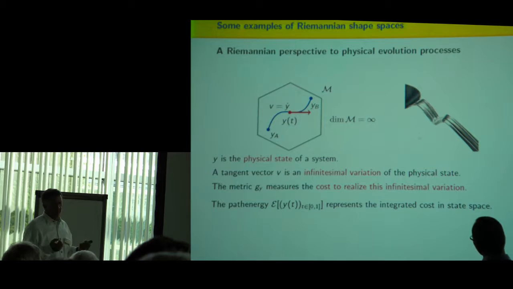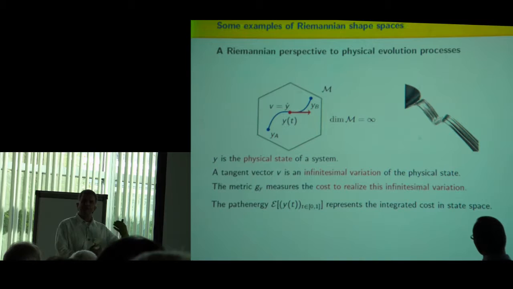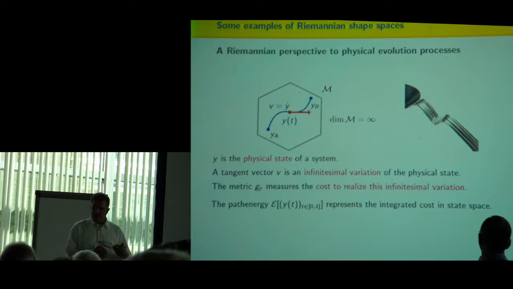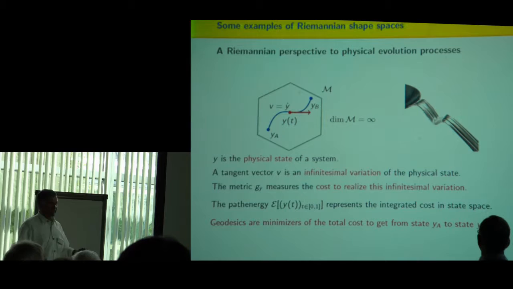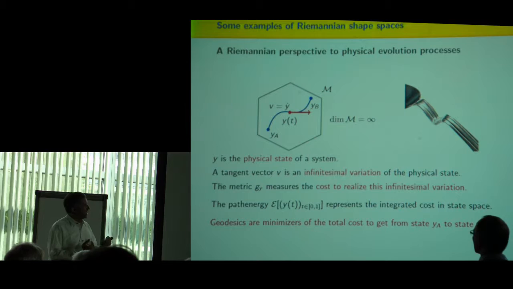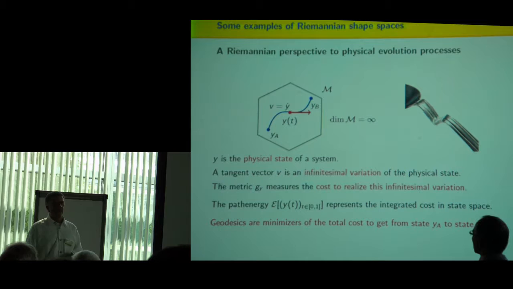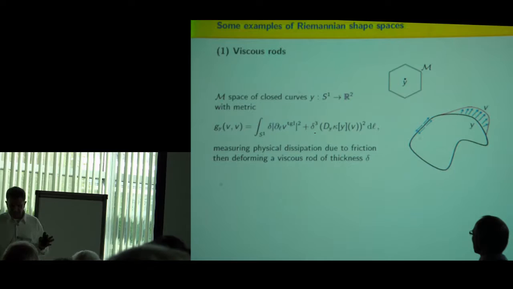And the path energy then represents the integrated cost of doing this change of state. Basically, the integrated cost over all the energy I invest in deforming and transferring energy to heat. And geodesics are now, in this space of physical states, minimizers of the total costs to get from a state A, Y_A, to a state Y_B. So here are a couple of examples of this type.